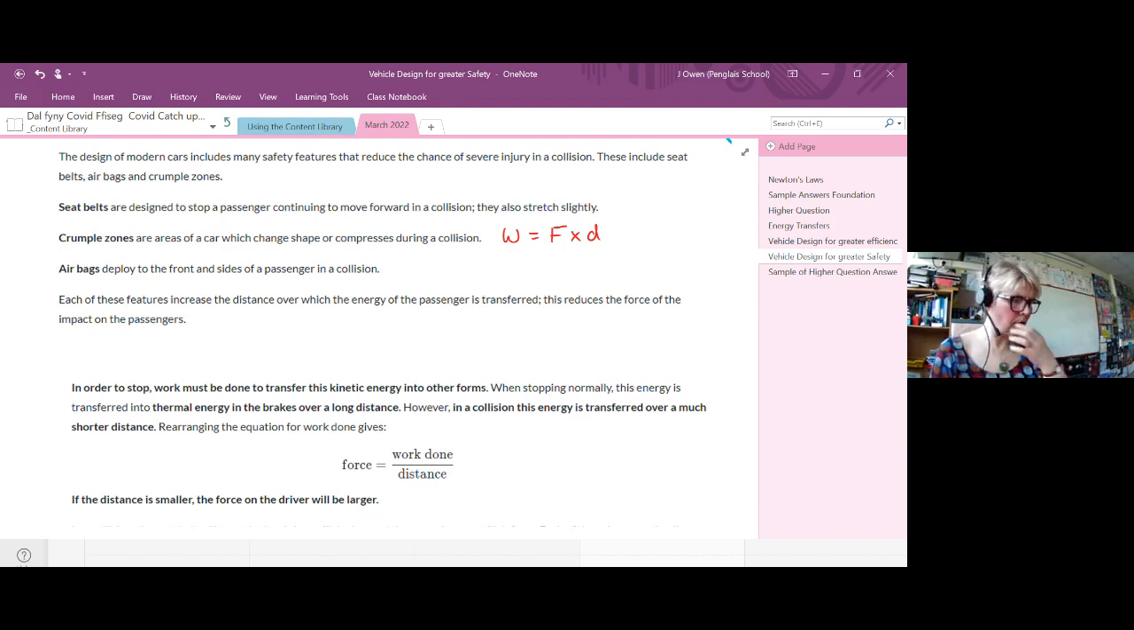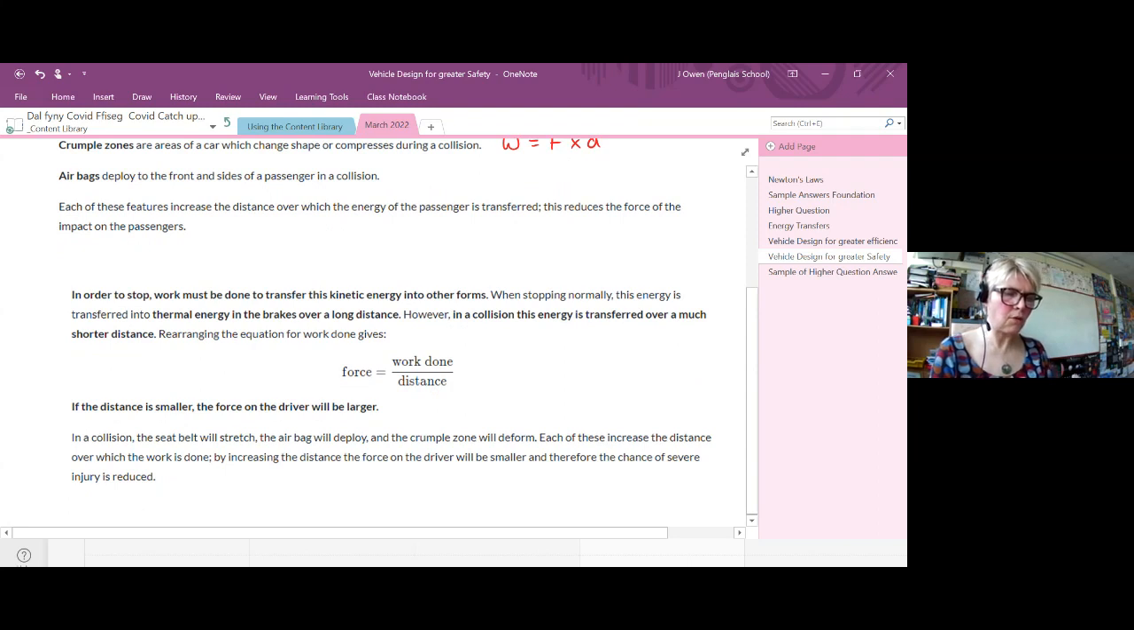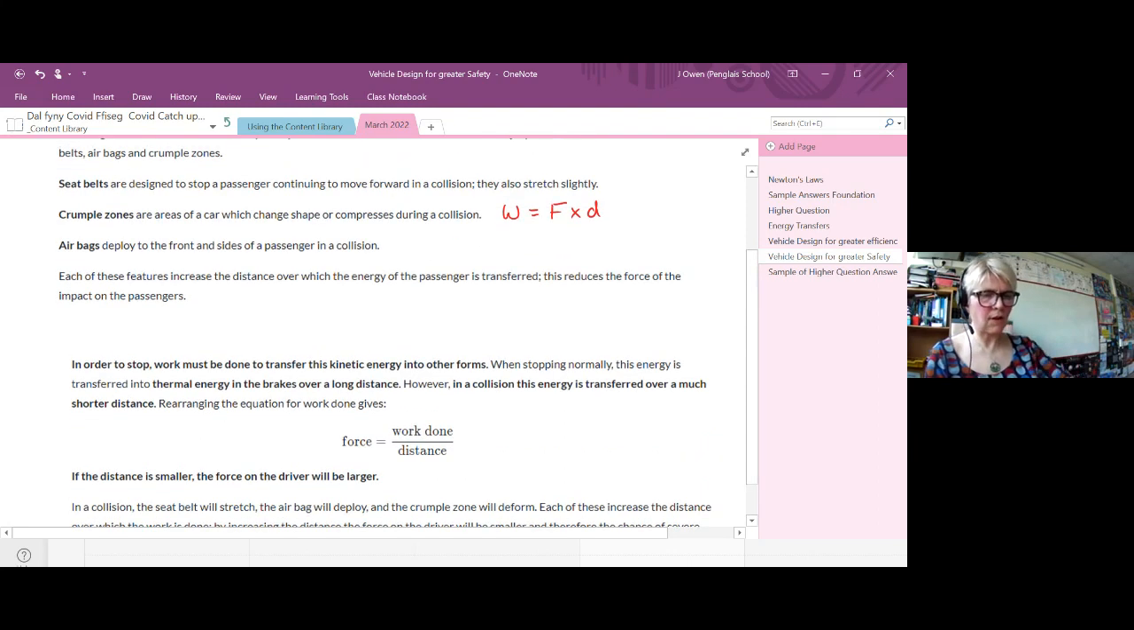Take the energy away from damaging the person. Seat belts, airbags and crumple zones are all trying to extend the time it takes to bring the vehicle to a stop, and therefore decrease the acceleration or deceleration, and therefore decrease the force acting on it. So you're always trying to either extend the time or increase the distance over which it comes to a stop.